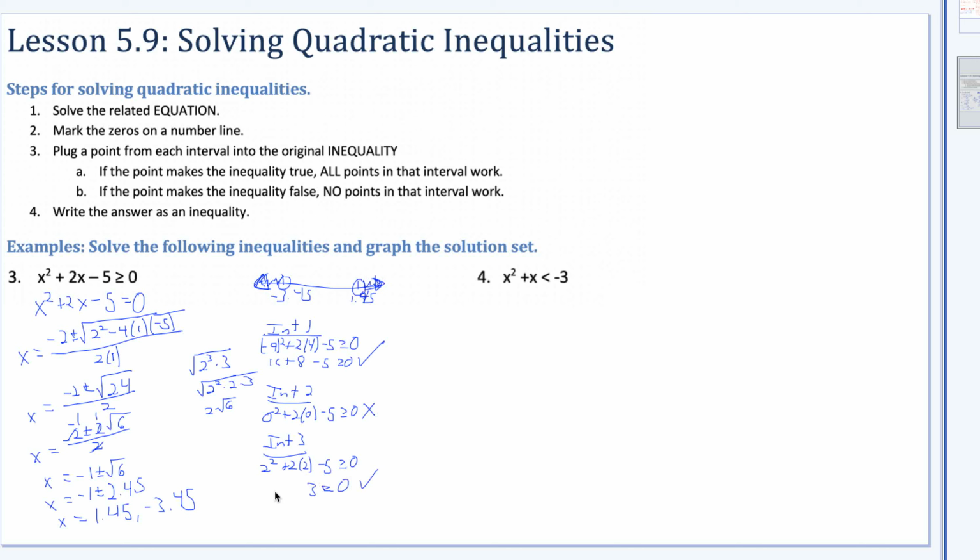So we can write our answer as an inequality. This is going to be an OR. So we'll have x is less than or equal to, which I should have filled in my circles here because it's an or equal to. x is less than or equal to -3.45, or x is greater than or equal to 1.45. And so there's our answer.